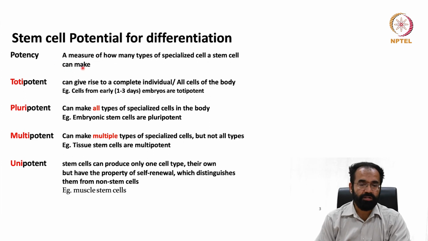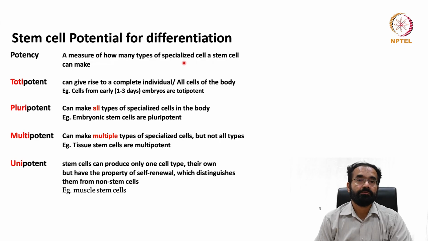When you are referring to potency, it's basically the measure of how many types of specialized cells a stem cell can make. So toti means total. Any cell present in an organism, it should be able to make, so that the entire organism comes out of it.